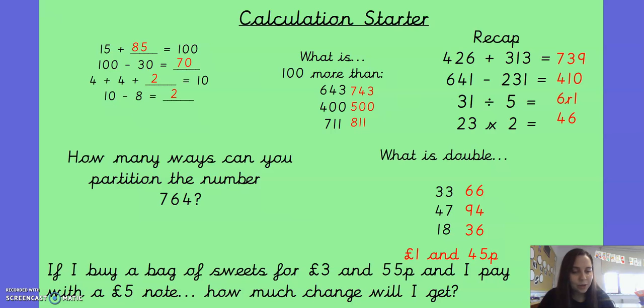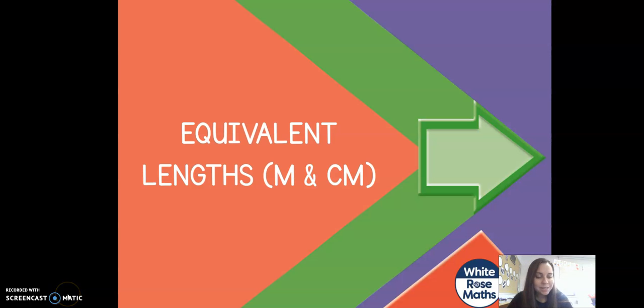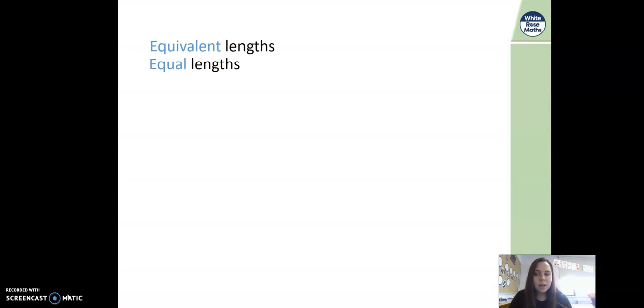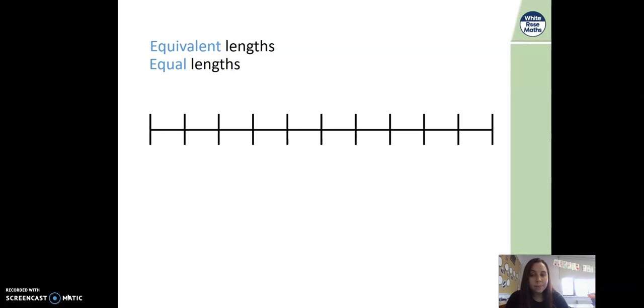So let's have a look at what we are going to do today. We're sticking with measure, but today we are looking at equivalent lengths. So we're looking at equal lengths when we're looking at metres and centimetres. Equivalent lengths just means equal lengths, so lengths that are the same. Things that are the same, but just written in a different way.